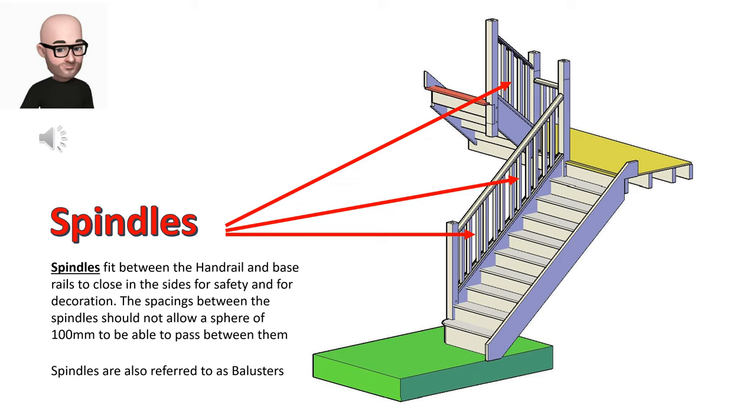Spindles. Spindles fit between the handrail and base rail to close in the sides for safety and also for decoration. The spacings between the spindles should not allow a sphere of 100 mm to be able to pass between them. Spindles are also referred to as balusters.